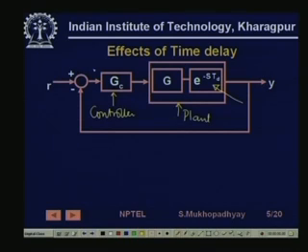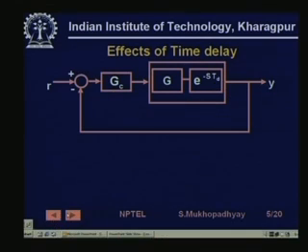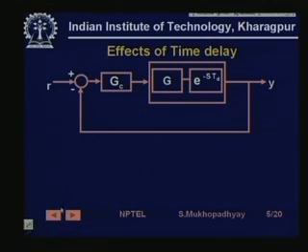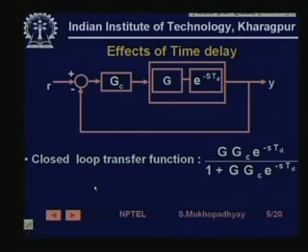So what happened? Let's look at the closed loop transfer function. The closed loop transfer function is very obvious, that is G G_C e to the power minus s T_D, divided by 1 plus G G_C e to the power minus s T_D, where T_D is the delay. Let's try to look at this transfer function and understand what is happening.